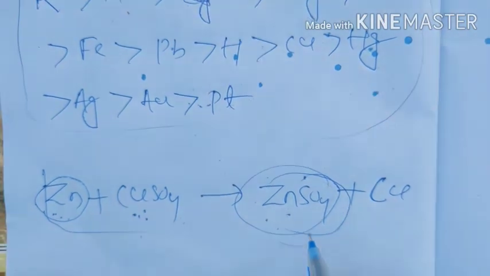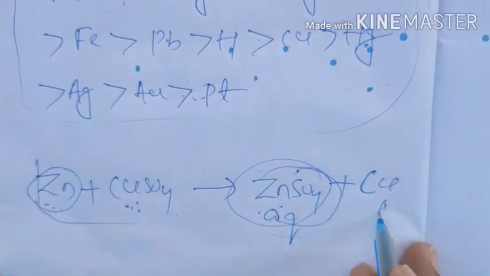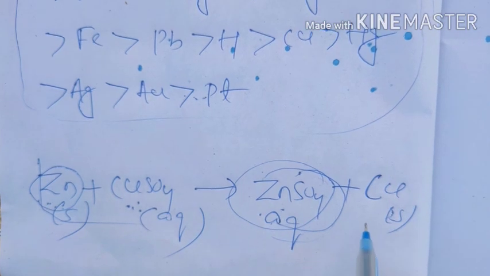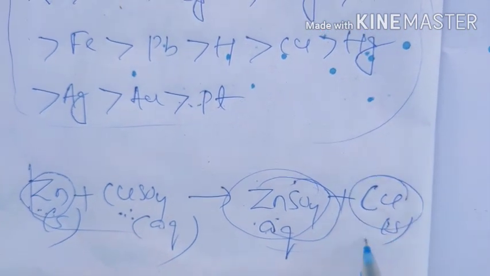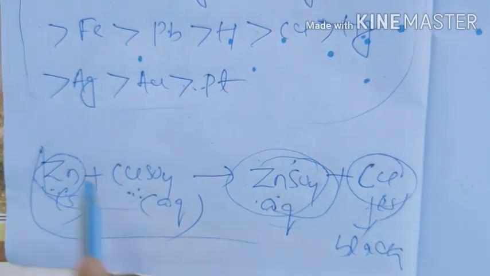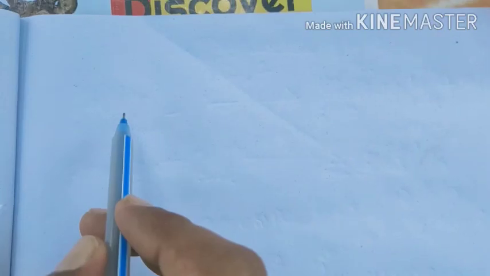Here ZnSO4 is an aqueous solution. Copper is present in solid form, zinc in solid form, and copper sulfate is in aqueous solution form. So the copper which is formed changes color. It is in black color. So it is also an example of a displacement reaction.